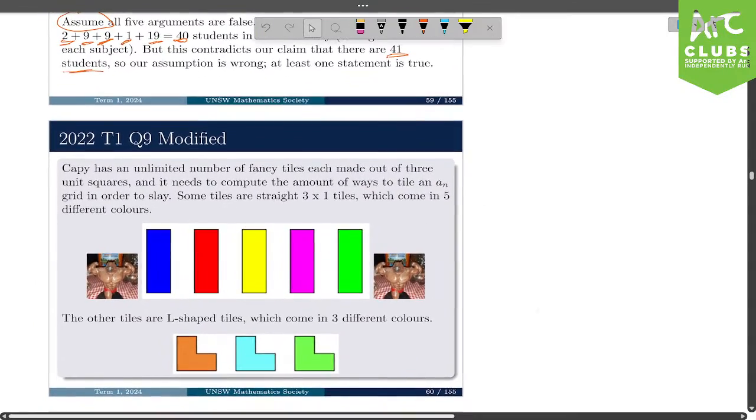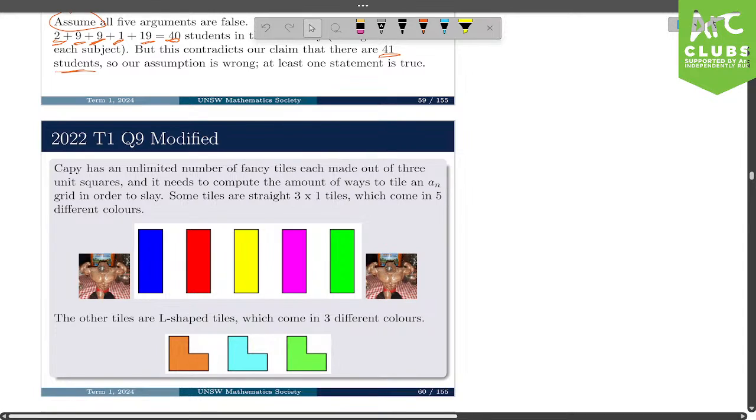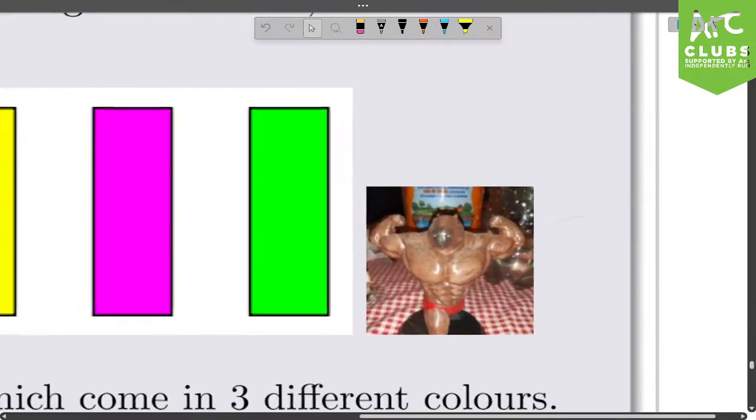And we have a recurrence relation question. Hopefully time permits. Let's try and go through as much as we can. So we have this fictional person called Cappy. They are described here through this image.